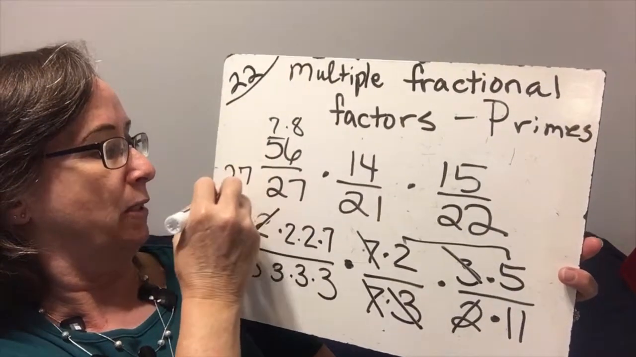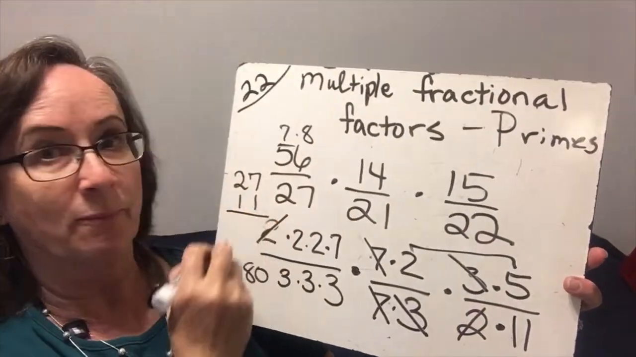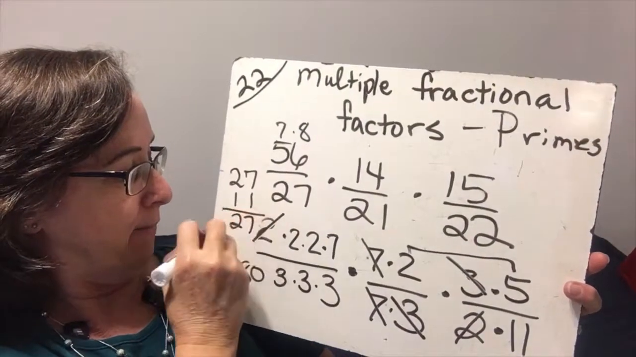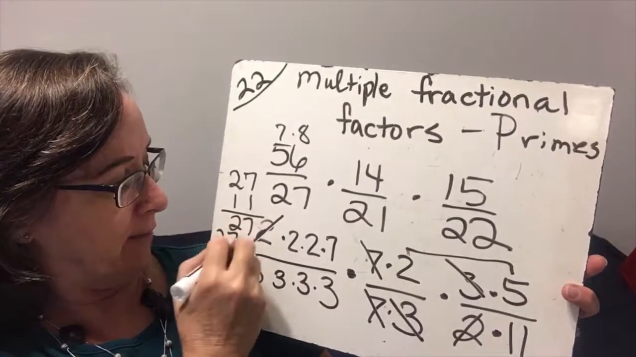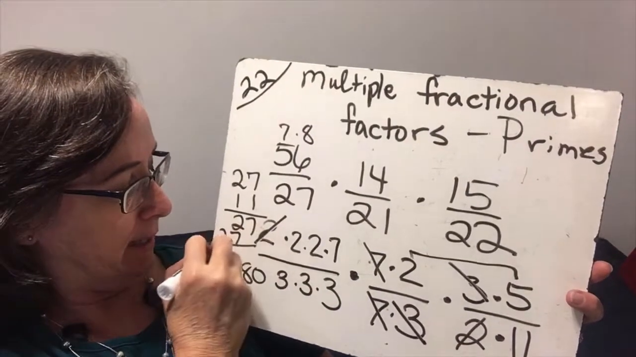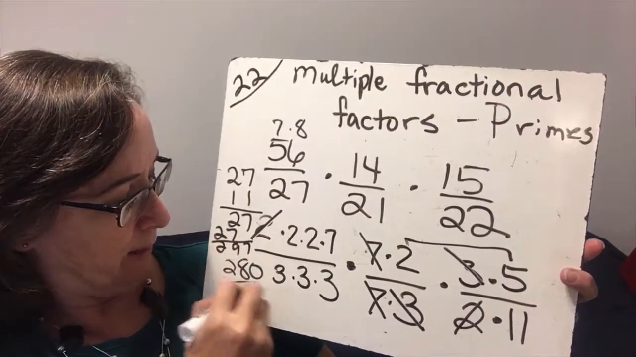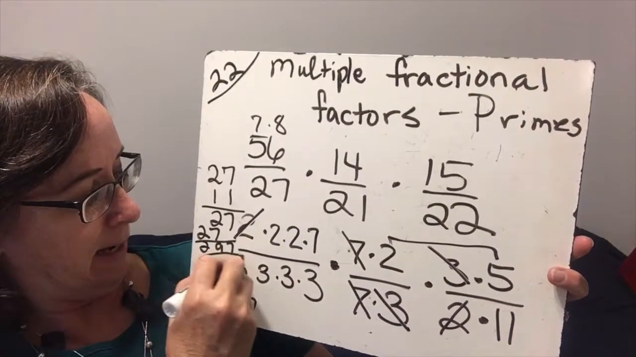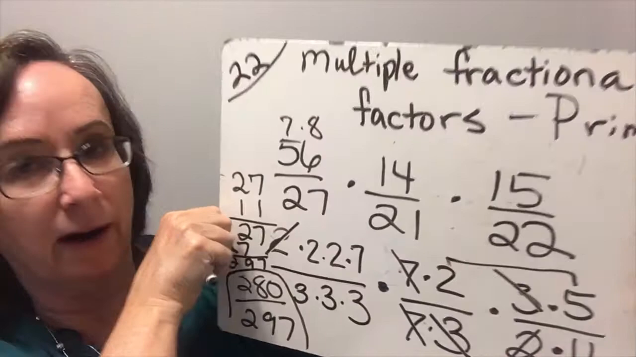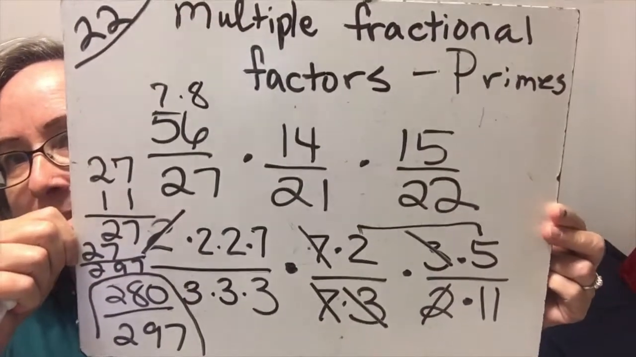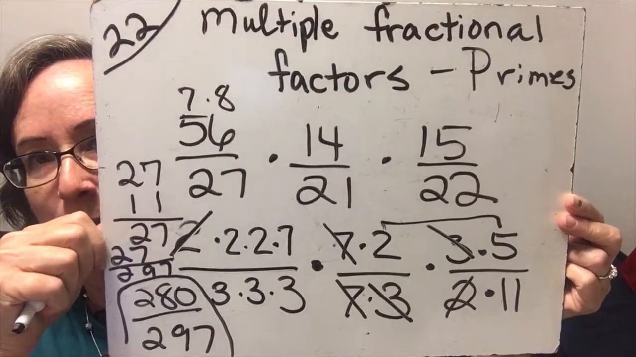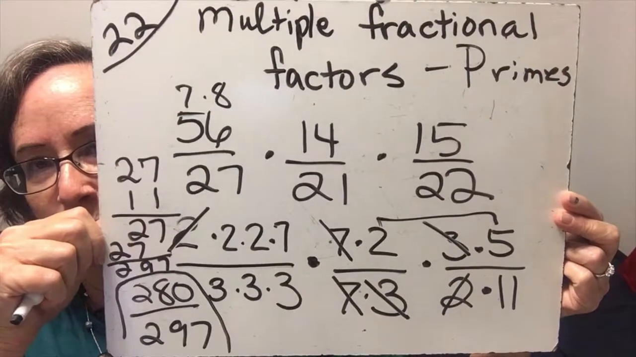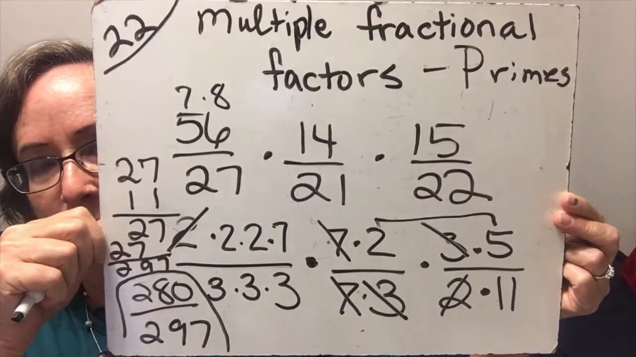Now remember, when we do 27 times 11, it's just 27 twice, right? 27, scoot it over, 27, 297. So we have 280 over 297, and that should be our answer. And it is the same answer that your book comes up with. Isn't that an easy and fun way to do really big numbers?